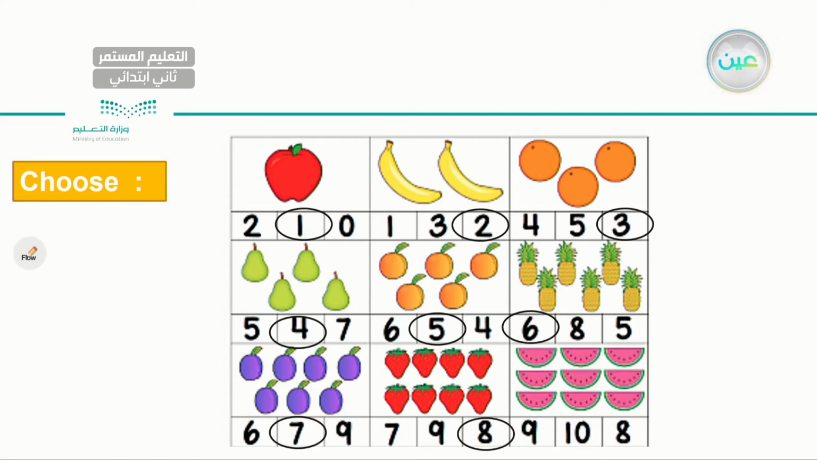Very good. And last but not least, how many watermelons can you count? 9, 10, 8. I can count up to 9 watermelons, plural. Very good, my dear student.